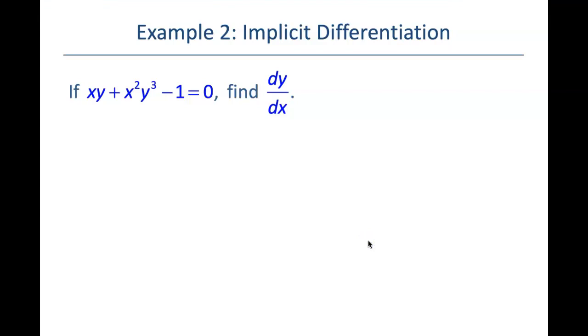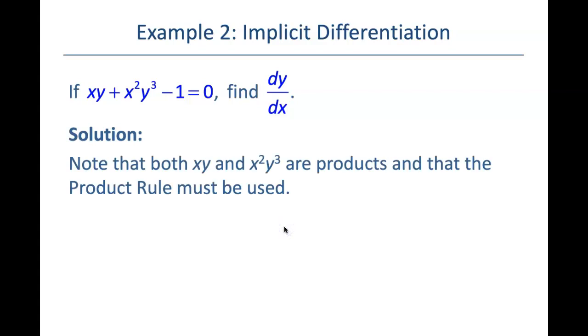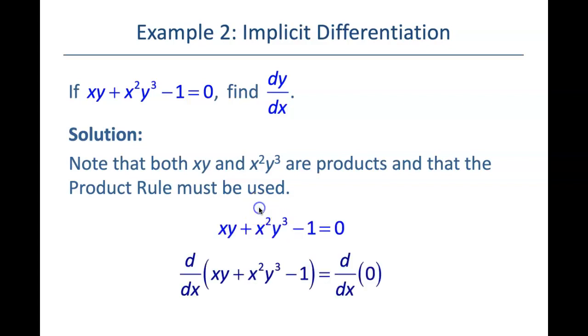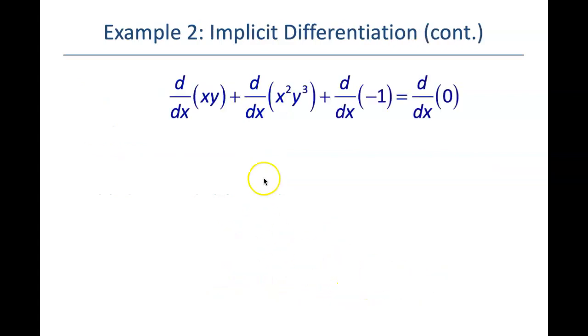All right, so if xy plus x squared y cubed minus 1 equals 0, find dy/dx. Now that would be quite a chore to solve for y, so I'm glad we got this tool of implicit differentiation. Note that both xy and x squared y cubed are products, so we're going to use the product rule. All right, so here it is. We're going to differentiate both sides. So we start out, we have a sum, so we'll split that up into 3 pieces, and d/dx of 0, of course, is just 0. So here's our 3 pieces, just like I said.